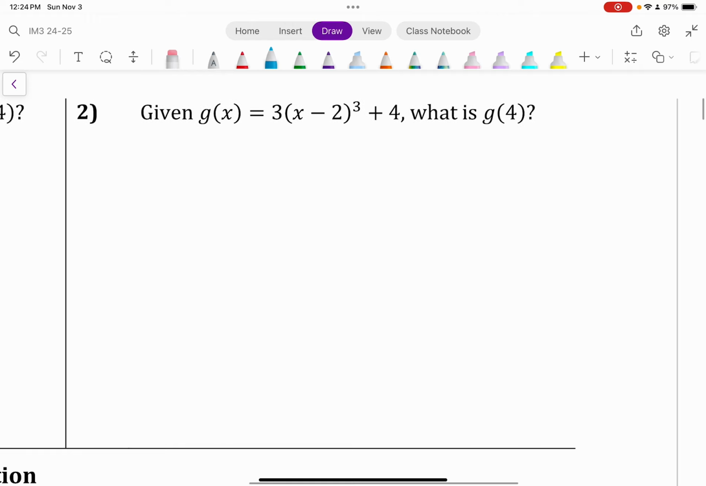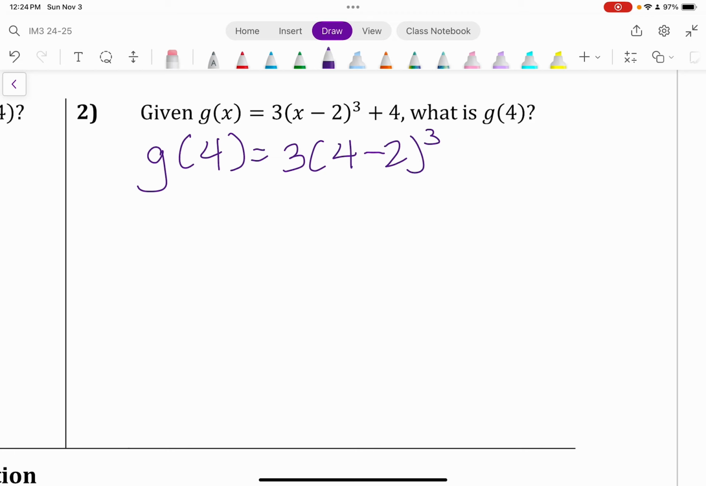Let's try g of x now. So we have g of 4 equals 4 minus 2 to the third power now, plus 4. Great, 4 minus 2 is, once again, equal to 2. In this case, however, we have 2 to the third power.